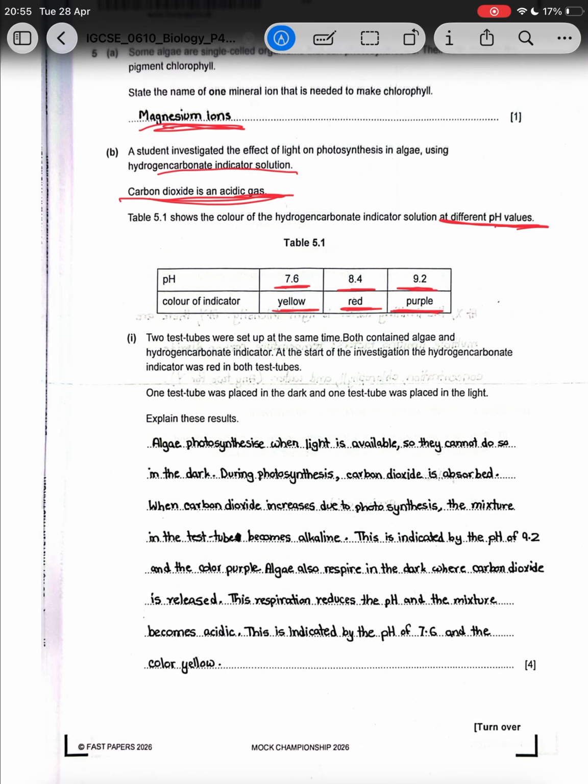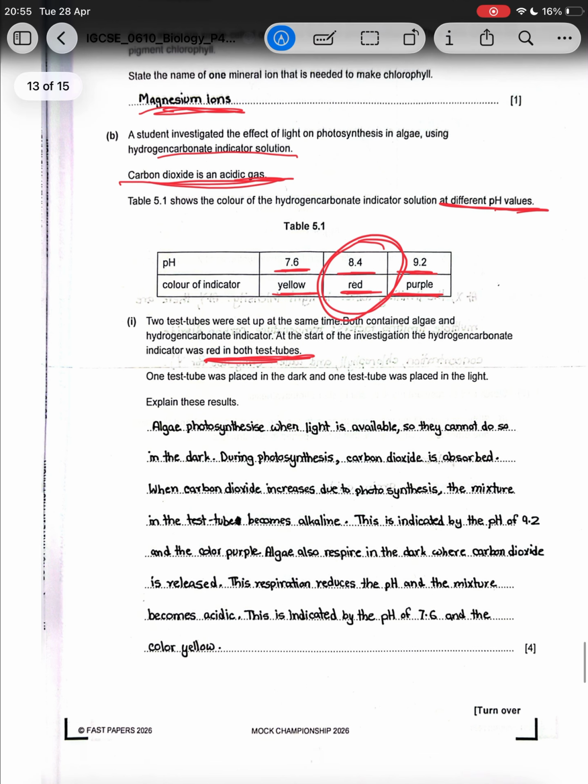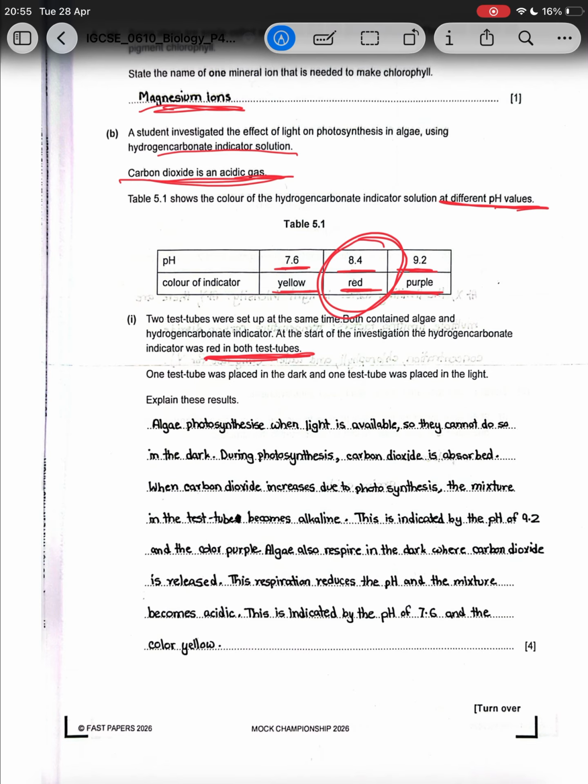So B1, 2 test tubes were set up at the same time. Both contained algae and hydrogen carbonate indicator. At the start of the investigation, the hydrogen carbonate indicator was red in both test tubes. So this is a control, and one test tube was placed in the dark and one test tube was placed in the light. Explain these results. Okay, so algae photosynthesize when light is available.